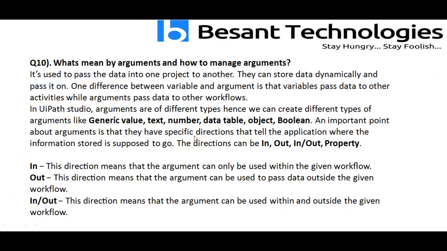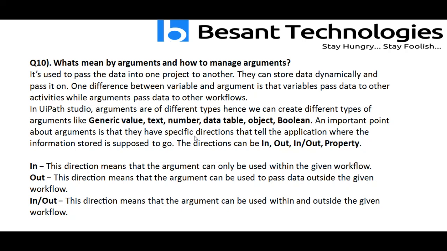So our next question is, we saw about variables, the next type is, what is meant by arguments and how to manage arguments. Argument is used to pass data to another project or another workflow. The difference between the variable and the argument is, variable passes data to another activity, whereas argument passes data to another workflow. So we can create arguments in generic type, text, integer, data table, boolean, etc.